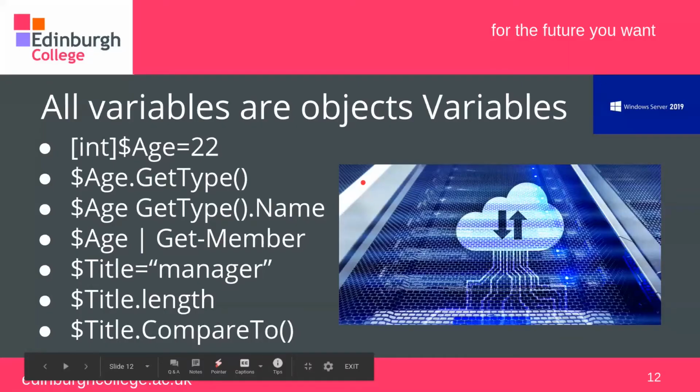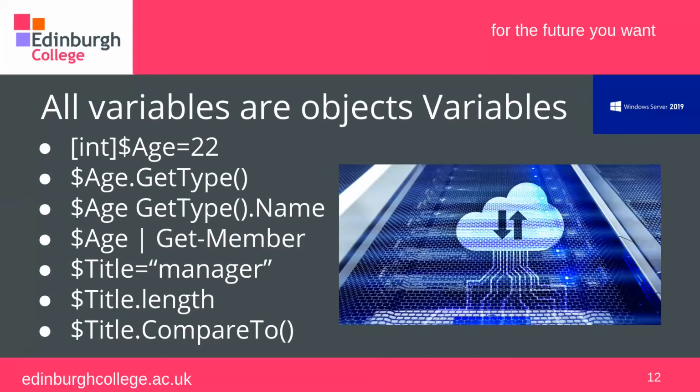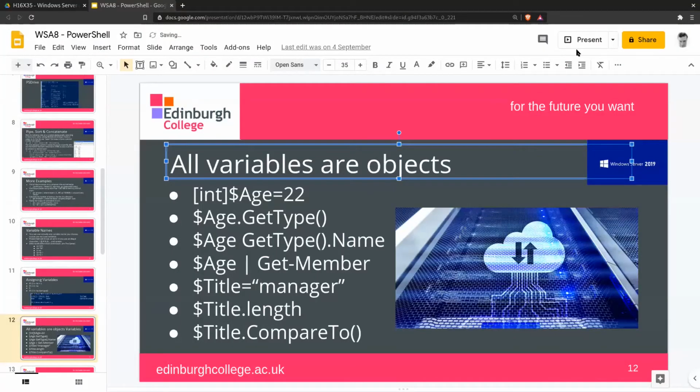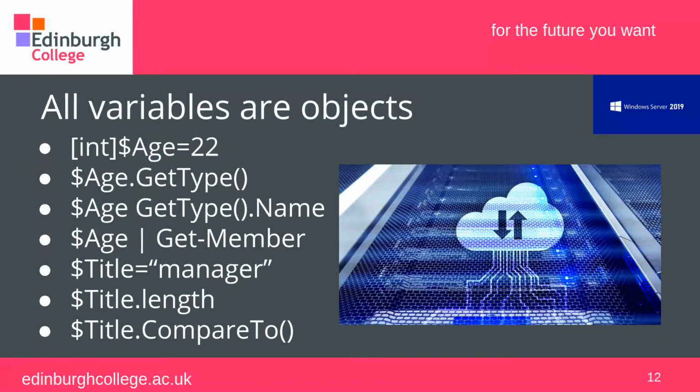Right, all variables are objects. Okay, all variables are object variables. Not sure exactly what that means. Let me just change that. All variables shouldn't be objects. Variables messed the PowerPoint up. Okay, so all variables are objects. So age.GetType, name, age. This is just some examples of assigning some objects here.